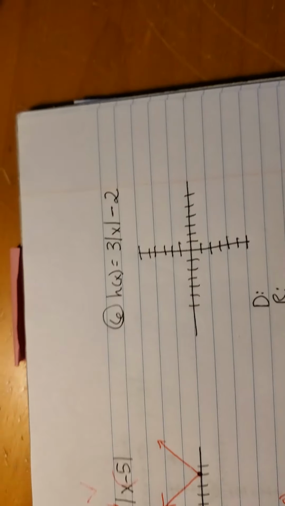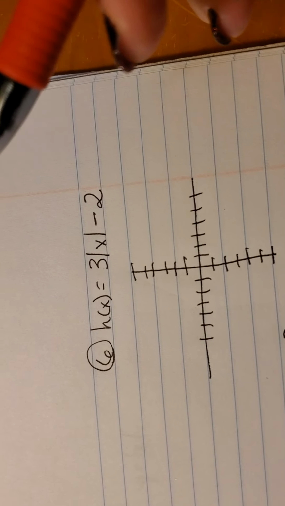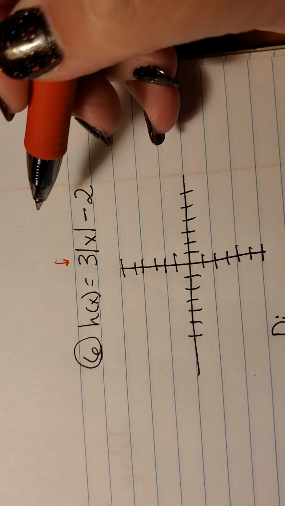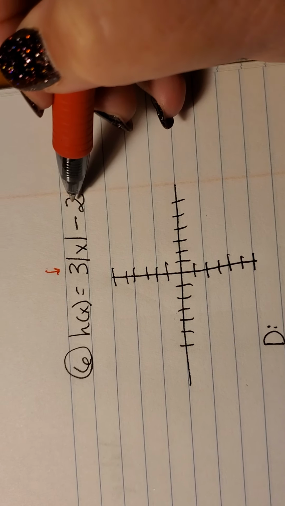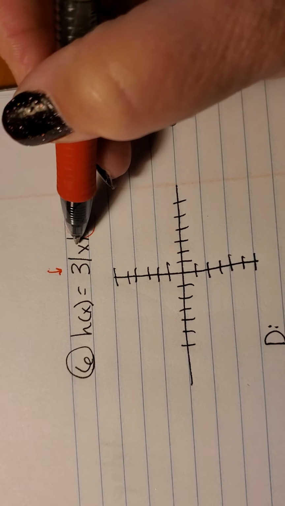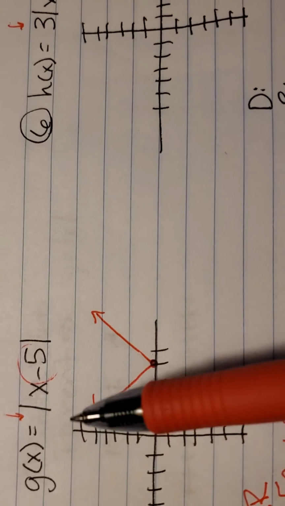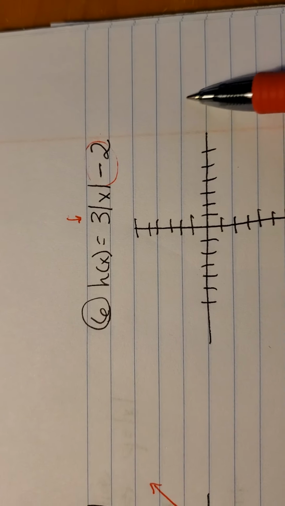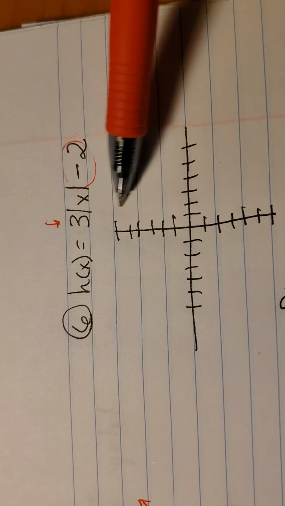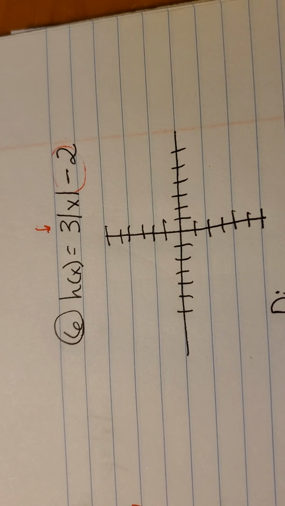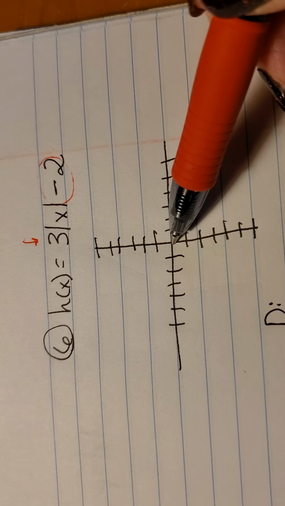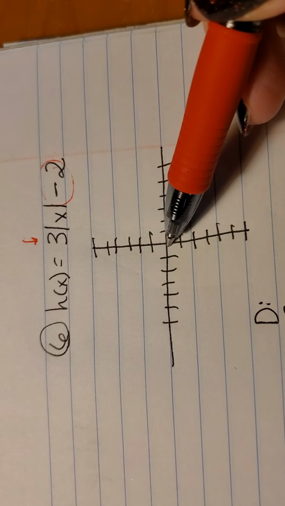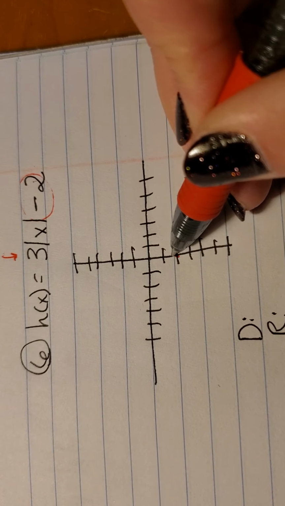Over here we have 3 in the front, so our slope is getting steeper, so this should be tall and skinny. And then because of the negative 2 on the outside, not on the inside like this one was over here. If it's on the inside, it shifts you side to side. And if it's on the outside, it shifts you up and down. So since it's a negative 2, our vertex is normally at 0, 0 for the parent function. So because it's a negative 2 here, we're going to shift down 2, and our vertex is right here.